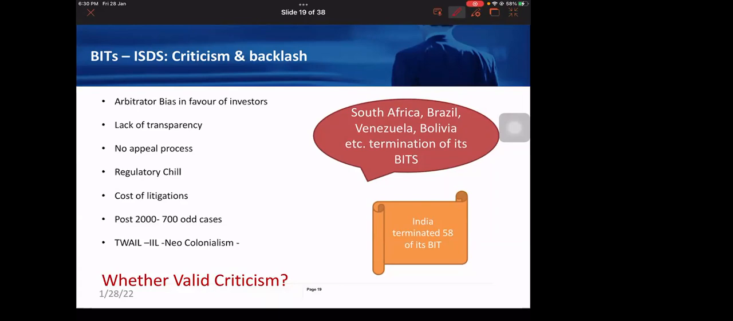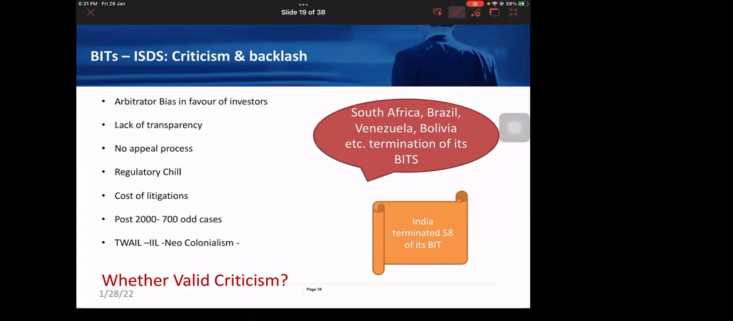So why I specifically mentioned this was after India started to sign its bilateral investment treaties post 2000, with many developing countries facing this, South Africa, Brazil, Venezuela, they are not big fans of ISDS. They came out of ISDS. India terminated. I'll touch upon it. It's BIT. So the issue was because of a lot of matters.